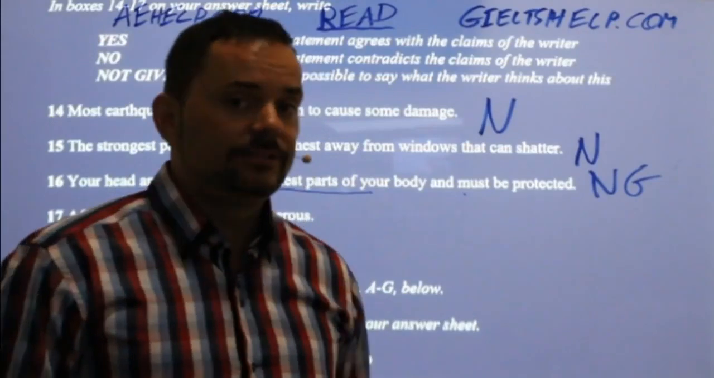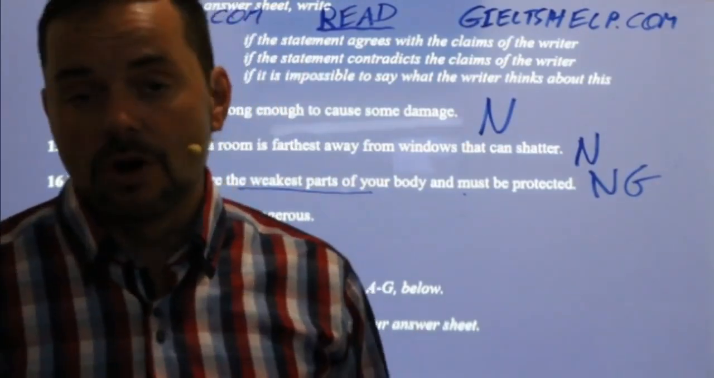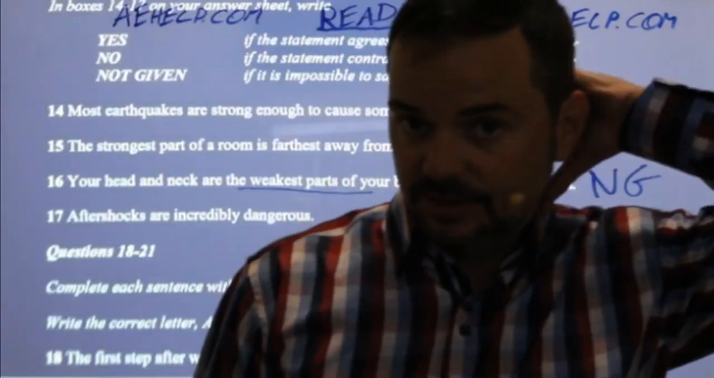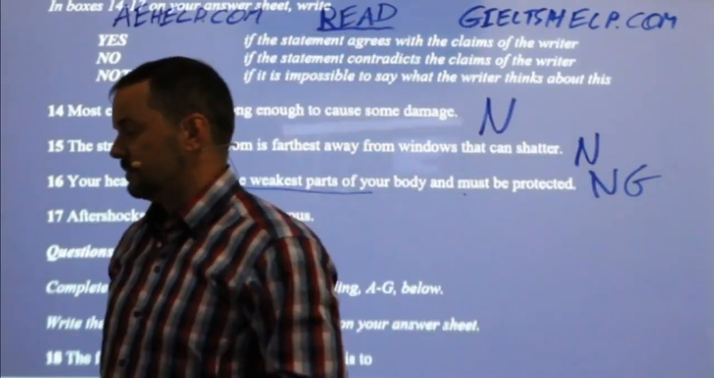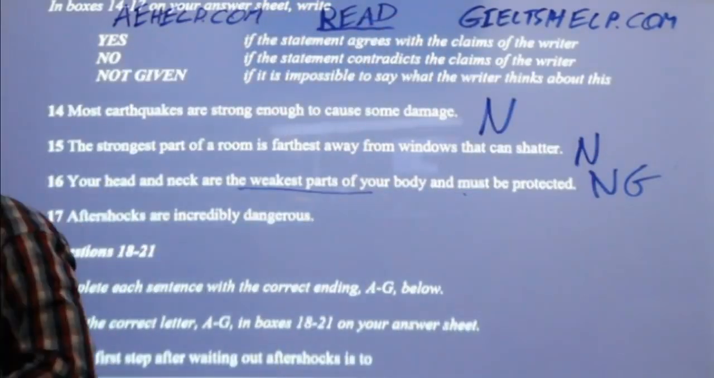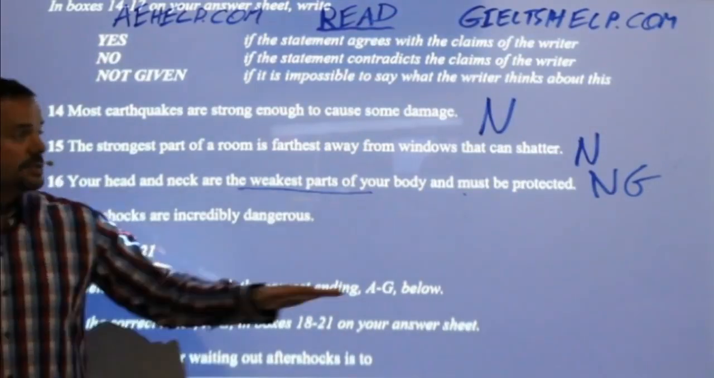In fact, your head and your neck are quite strong. Your neck is one of your biggest muscles, and your head is protected by your skull. They're not weak parts of the body at all. Okay, so that one's not given.